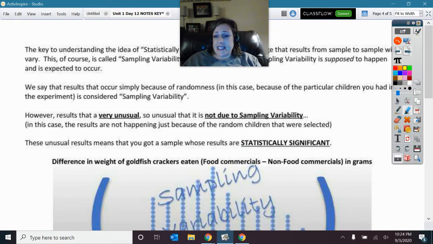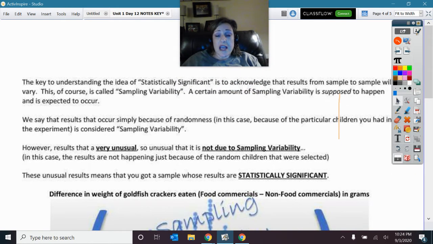The key to understanding the idea of statistically significant is to acknowledge that the results from sample to sample are going to vary. Okay, all those kids are different, so they're going to naturally have different results. You're going to have 500 kids, and you could have 500 different measurements. This is called sampling variability. You get different data than me because of sampling variability. That's going to happen, but it'll be close to the center.